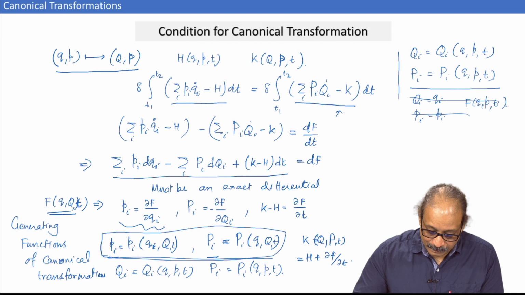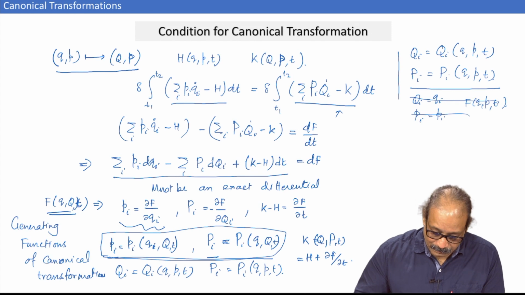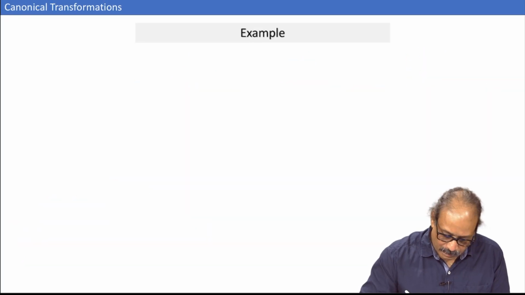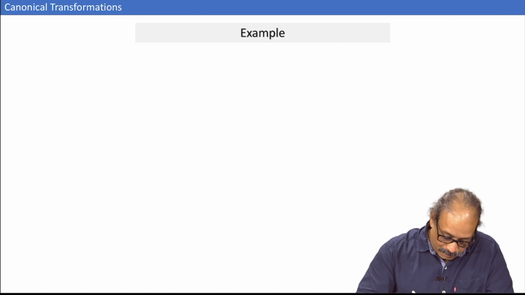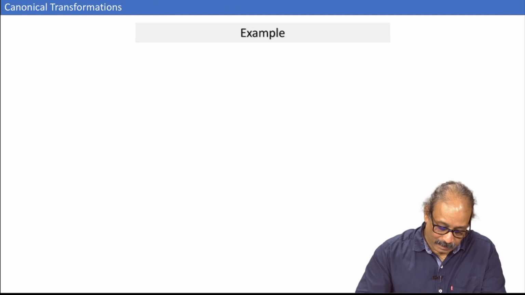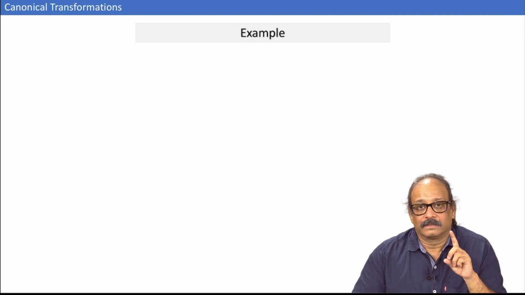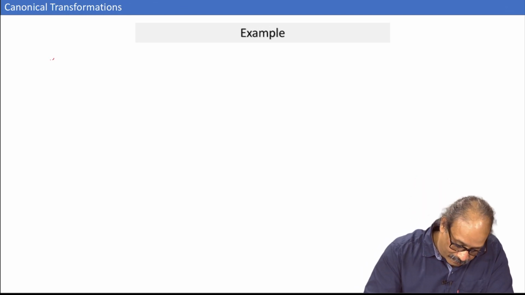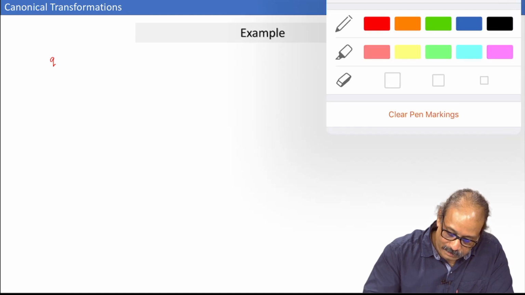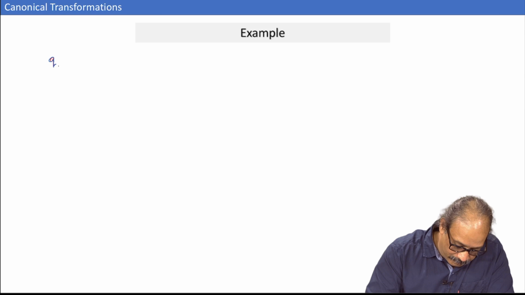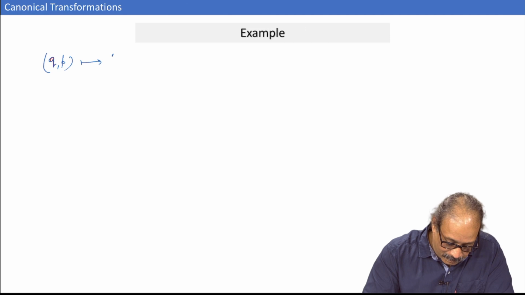Now let me take one example to decide whether to apply this canonical condition of transformation. Okay. So in the example, let me say that you have an old set. I will of course stay with a very simple example with only 1 degree of freedom. So let us start with a phase space which has two variables q and p, and we are going to map them to capital Q and capital P.